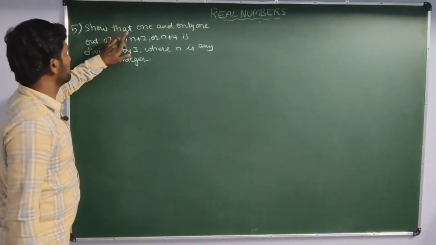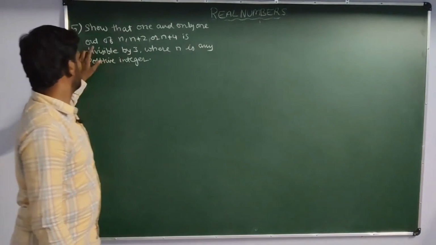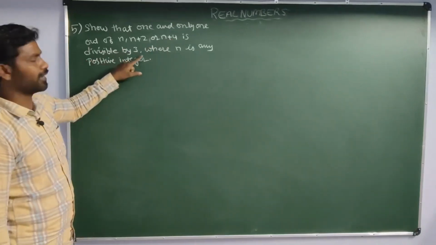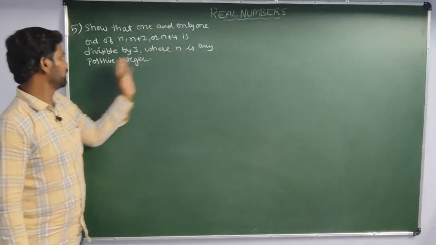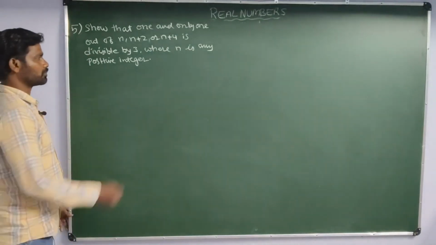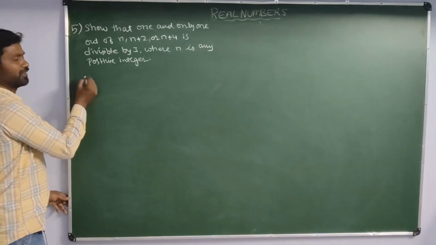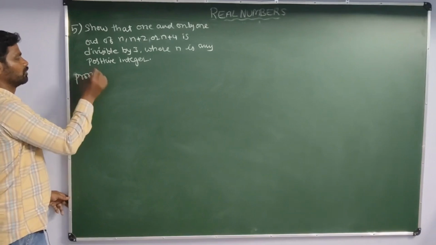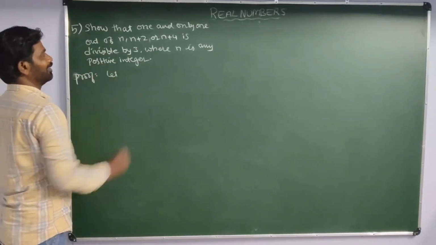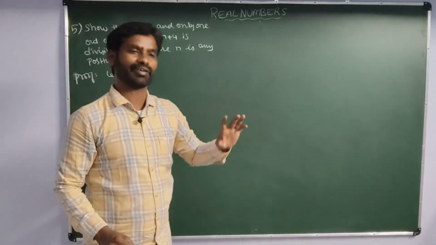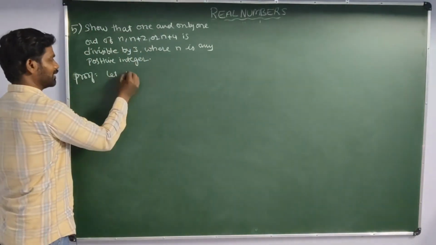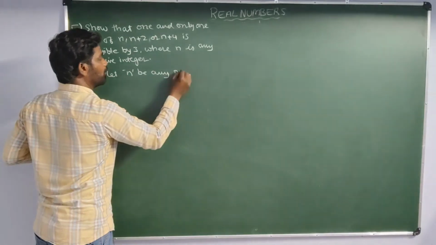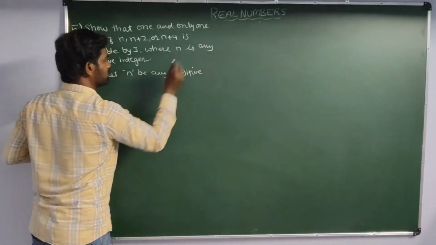Next question: show that one and only one out of n, n + 2 or n + 4 is divisible by 3, where n is any positive integer. Okay, as usual, like previous answers, let us prove this one. Proof. Here we have to consider not a, but n, as mentioned. Let n be any positive integer.